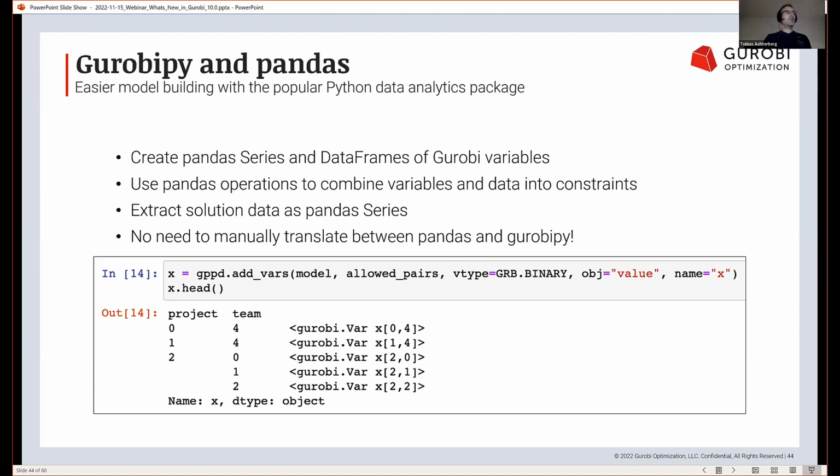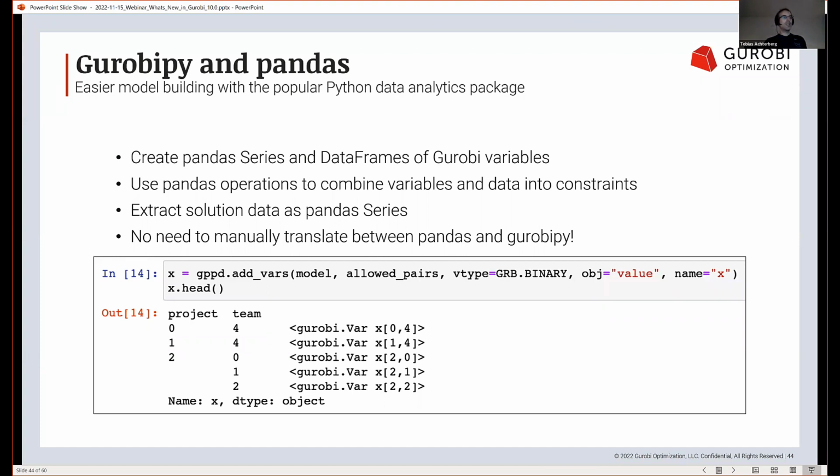You can now create with that package Pandas series and data frames of Gurobi variables, and then you use Pandas operations to combine these variables and data into constraints, and then you can extract the solution data after the optimize call as a Pandas series. That means all of your data manipulation will stay in Pandas, and there is no need to manually translate between Pandas and Gurobi Pi. All of the translation layer is now done with the open source package that we provide.